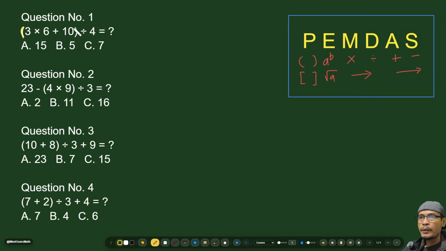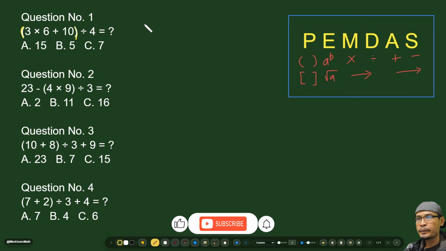Question 1. 3 times 6 plus 10 divided by 4. Your option A, B, or C. Take a guess before we start.